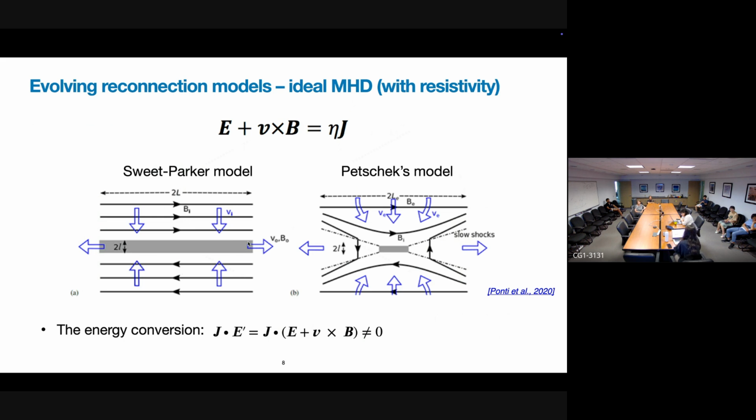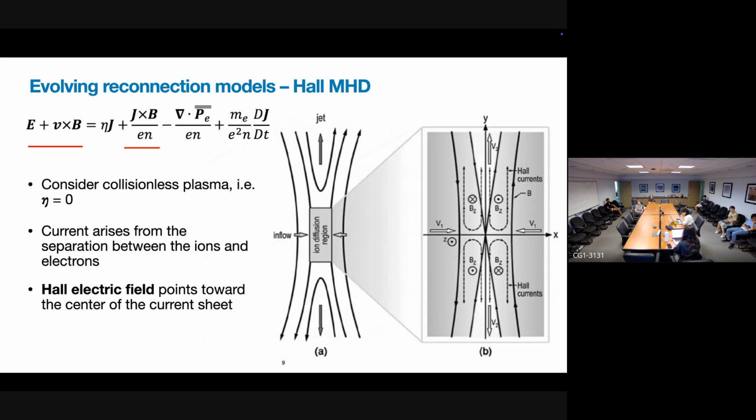This model explains how electric fields are maintained, and also we have finite energy conversion, J dot E not equal to 0. But there is a major problem with these old MHD models, which is that the reconnection rate is often not high enough. So that's why, in later times, we developed Hall MHD, or naturally our theory went into a smaller scale.